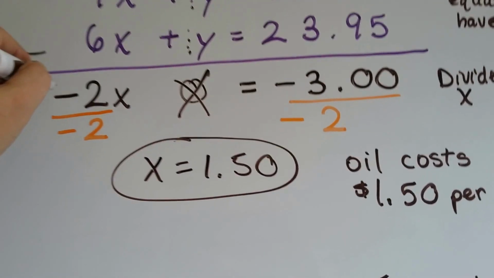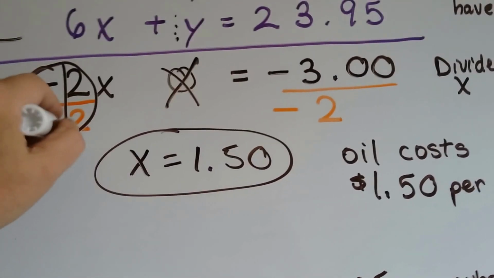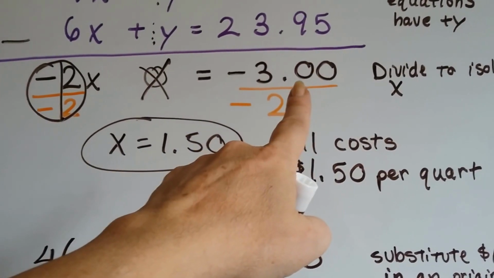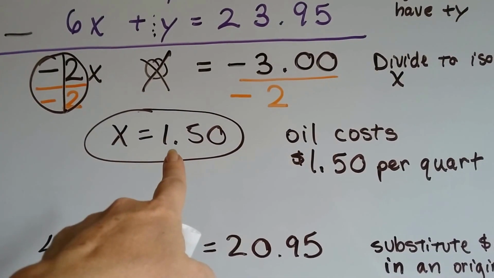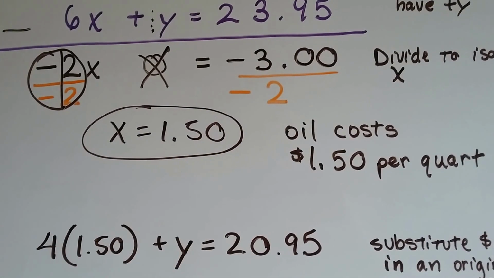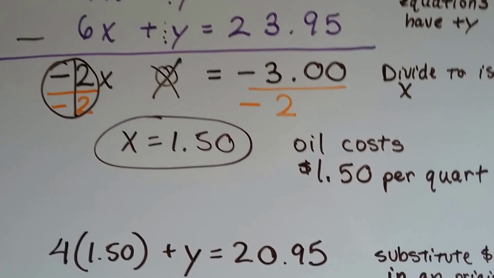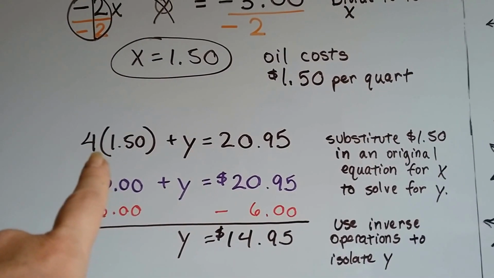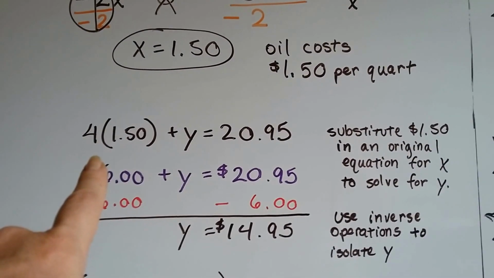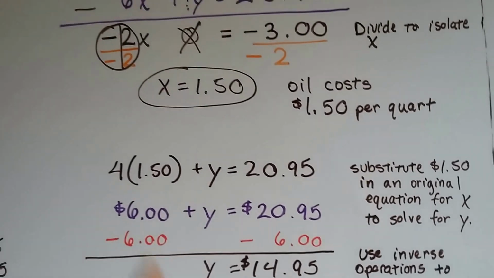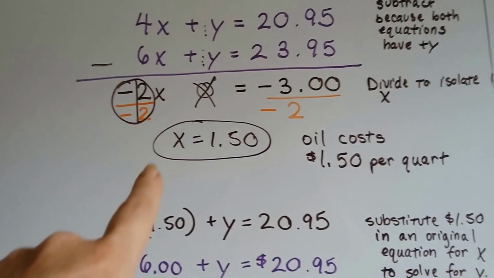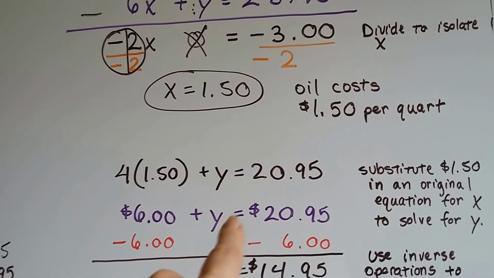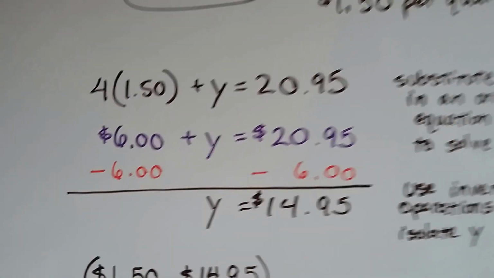And we get our friend, the invisible 1 here, because negative 2 over negative 2 is 1. And negative $3 divided by negative 2 is a positive $1.50. So the oil costs $1.50 per quart. Now we can use that $1.50, substitute it into one of the original equations for x to solve for y. So let's do it with the 4, all right? So 4 times $1.50 is $6, plus y equals $20.95.